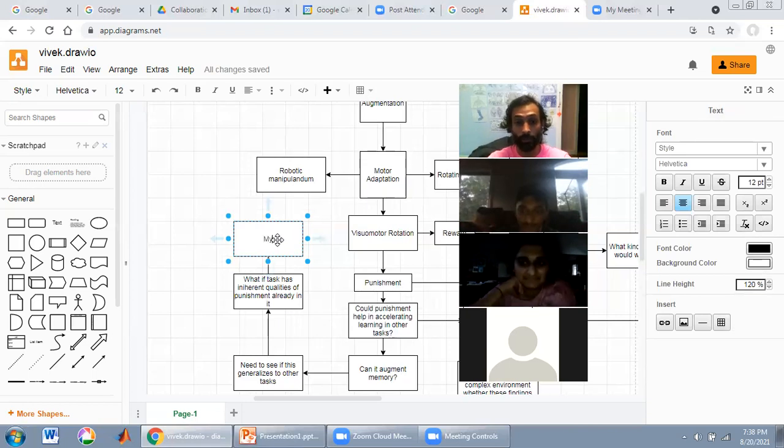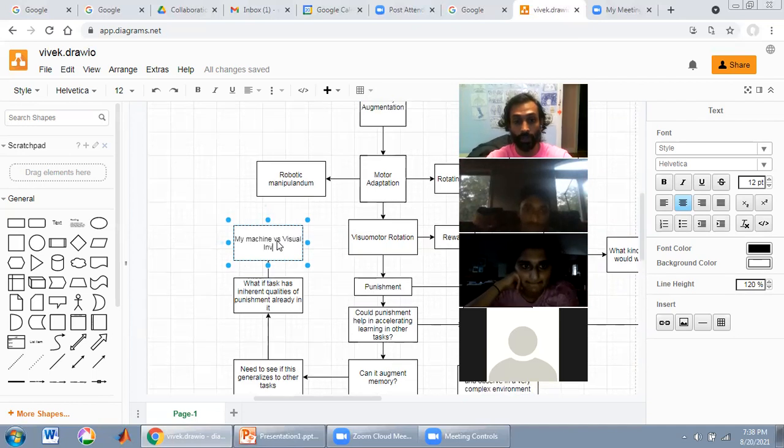So my machine versus a visual inverted pendulum. This is the task in the lab that some undergrads are looking at, where it's just a pendulum on the computer screen and you're using a joystick to keep it balanced. It's very similar to my machine, but now all of a sudden, if the pendulum falls, you're just like, oh, who cares? Does that matter? That inherent punishment is missing, and are the learning rates different? Tell me, was that sort of what you were saying? I'm not sure if I captured everything that you said. Yeah, that was exactly what I was saying.